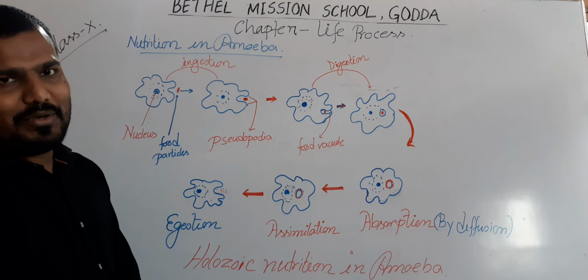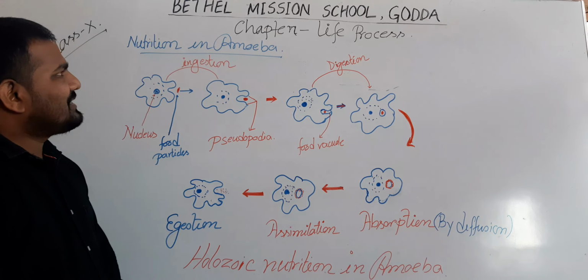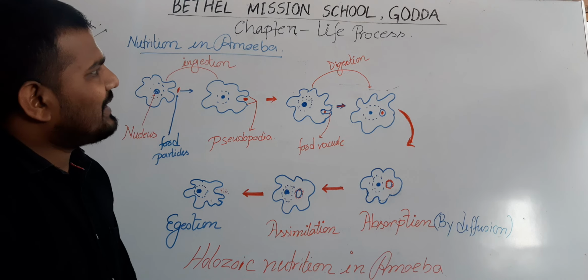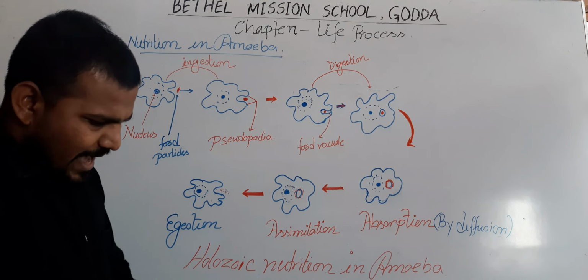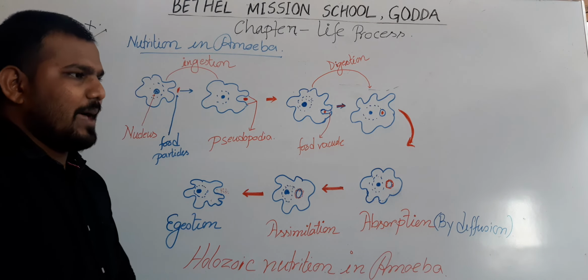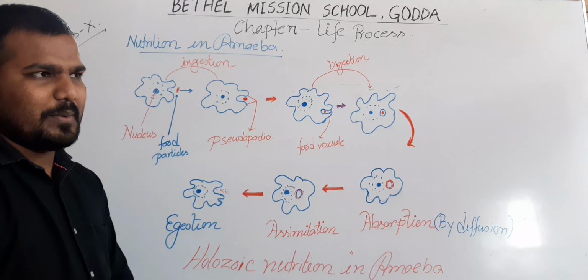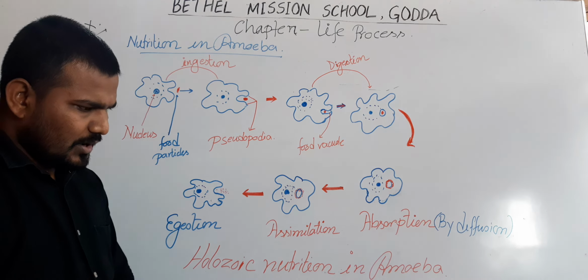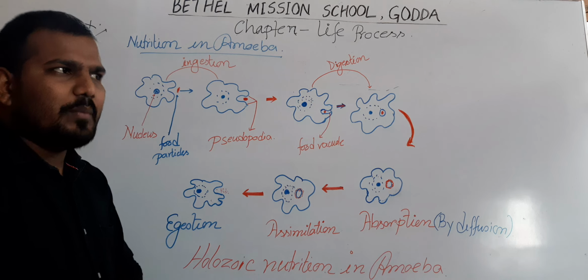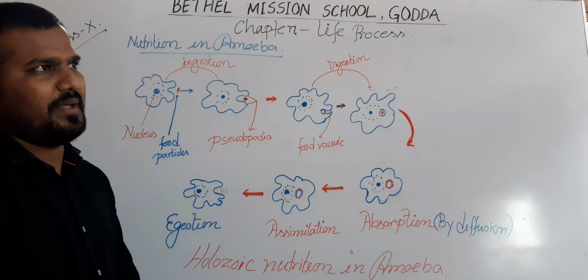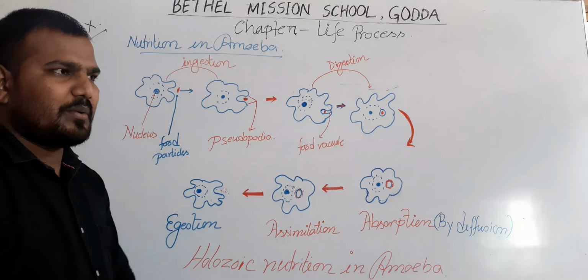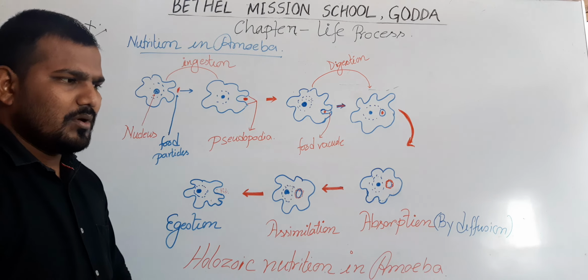Today we will discuss nutrition in amoeba, from the chapter Life Processes of Standard 10. We know that, being a consumer, amoeba is a unicellular protozoan, a primitive organism. They perform a similar type of nutrition to human beings. Both perform holozoic nutrition.